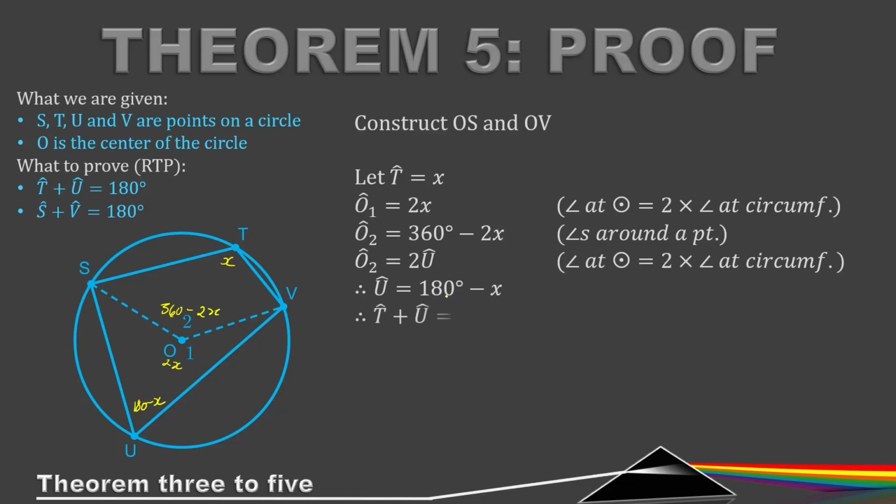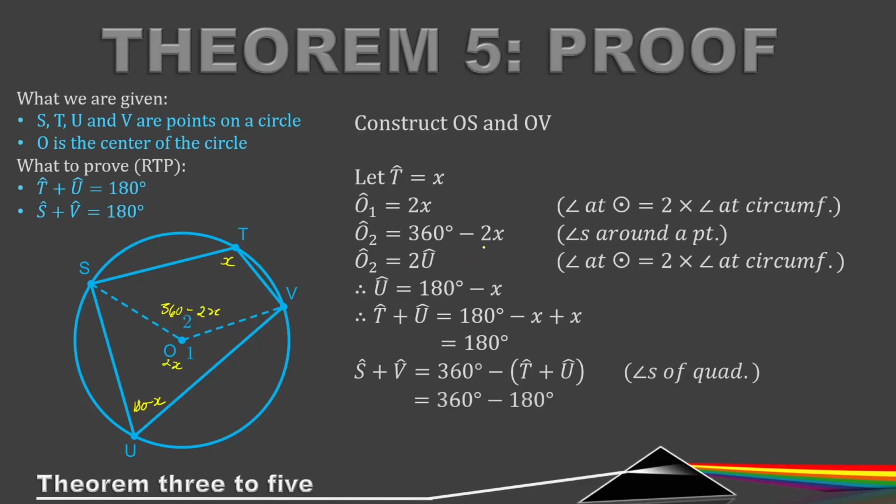Okay, now what we do is we're going to say what is T plus U. So on this side we've got 180 minus x, and this side we've got x, and if we add these two together, they simplify to 180, and therefore we've proven that they will always add up to 180 regardless of what the size of x will be. And then since T plus U adds up to 180, we can say S plus V must be 360 minus T plus U, and that is 360 minus 180, which leaves us with 180. Okay, and that is basically the proof.